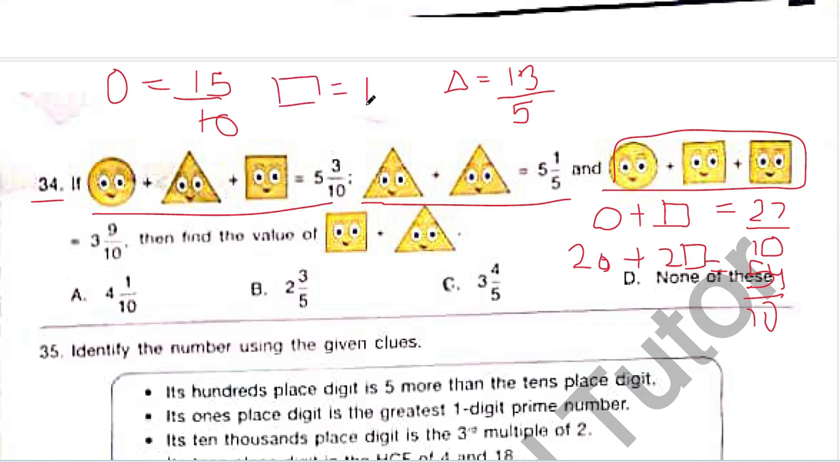So now we have got the value of all three variables here. Only we need to add the value of square plus triangle. If we add these two, we'll get the value as 19/5, which is 3 4/5, option C here.